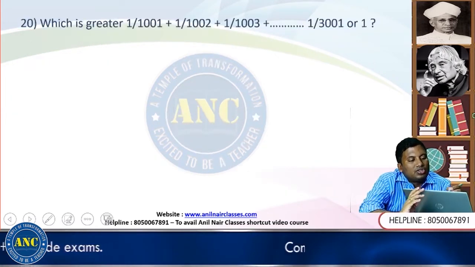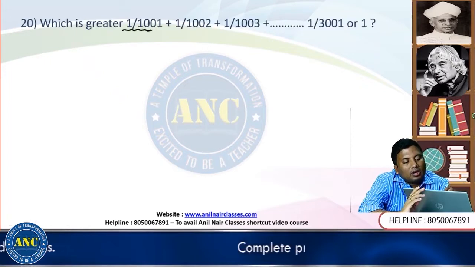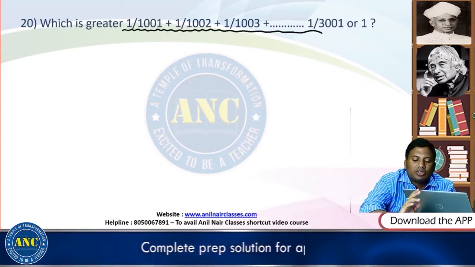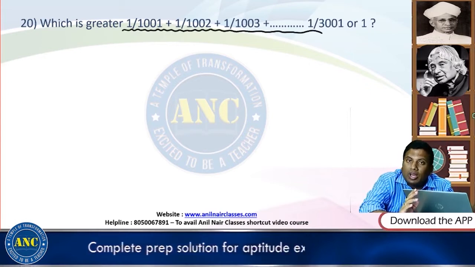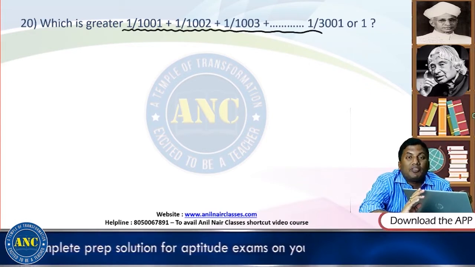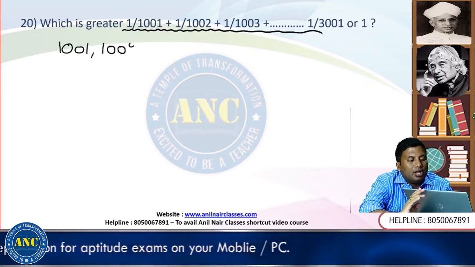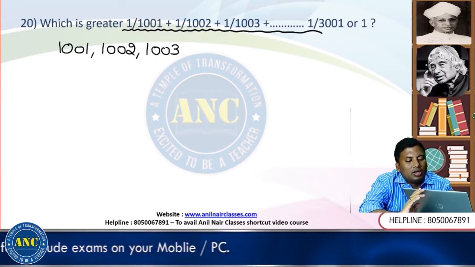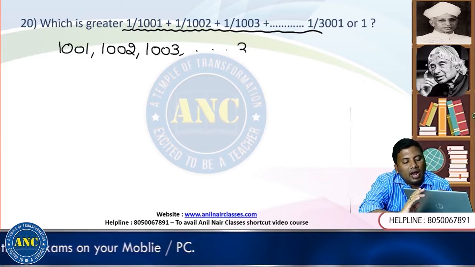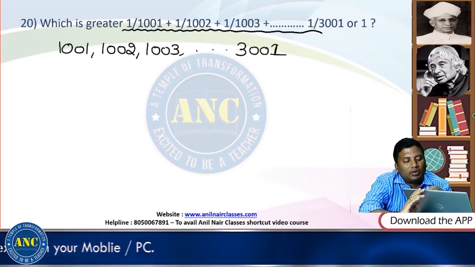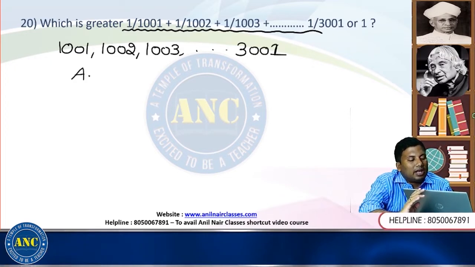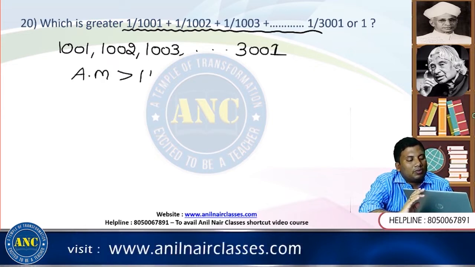Second question, which is greater: 1 by 1001 plus 1 by 1002 and so on up to 1 by 3001, or 1? Reciprocal is there. So I will make use of harmonic mean. Take the numbers as 1001, 1002, 1003 and so on up to 3001. AM greater than HM. Arithmetic mean greater than harmonic mean.